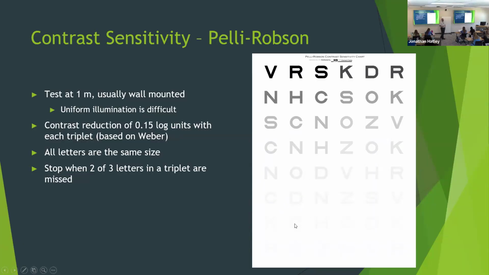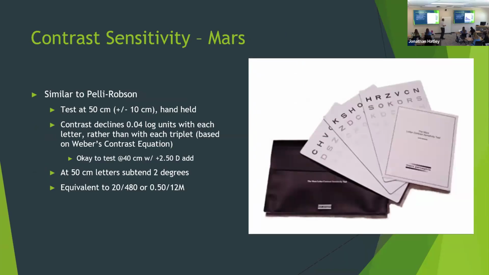Now this is a fine chart. There's nothing wrong with the Pelli-Robson. The difficulty is that since it typically has to be mounted on the wall, uniform luminance can be an issue, and mobility can be an issue if you don't have some chair or something sitting in front of the patient. So there are some issues with it, but it's a fine chart and there's nothing wrong with using it.